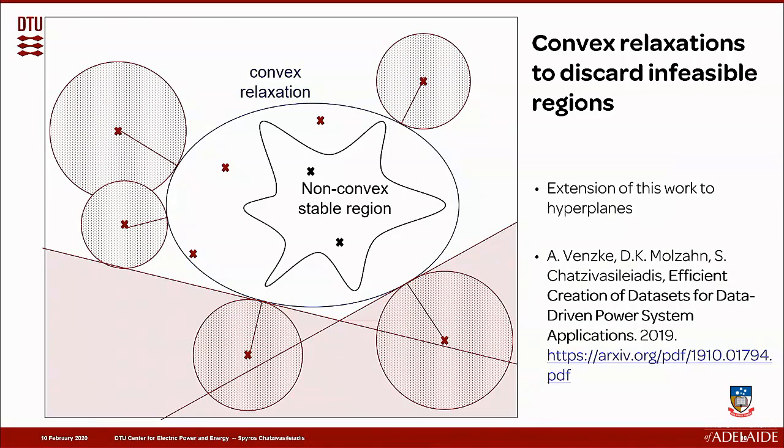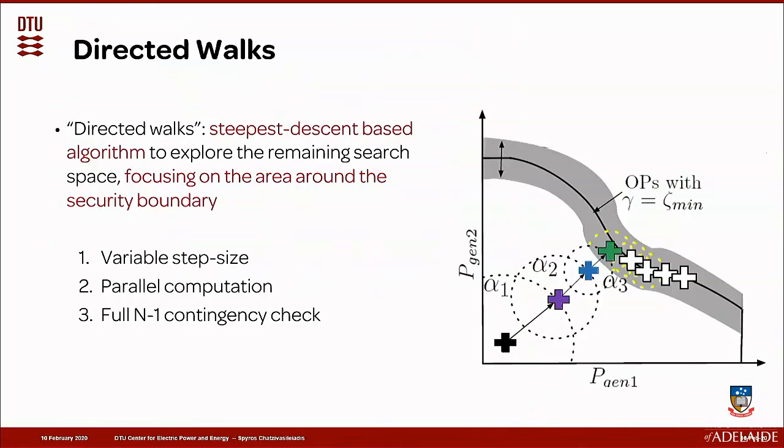Okay. Now, the major question is what happens with this region here? Because for that we haven't done anything yet. And the idea is we do what we have called directed walks, which is nothing else than a kind of gradient descent. So the idea is that we traverse fast through the safe and unsafe spaces and try to focus around the security boundary. And when you use small signal stability, then you have this damping ratio that's a continuous metric telling you how close you are to the security boundary.